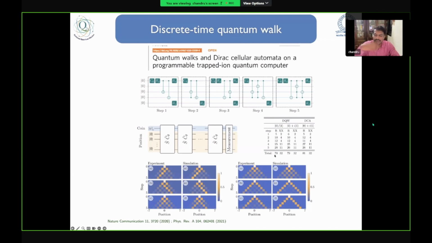So almost 100 plus gate operations have been implemented just to show a small number of steps of Dirac equation simulation. If the connectivities and ease of implementing these controlled-NOT gate operations improve, then one can bring down the number of gate operations which is needed.